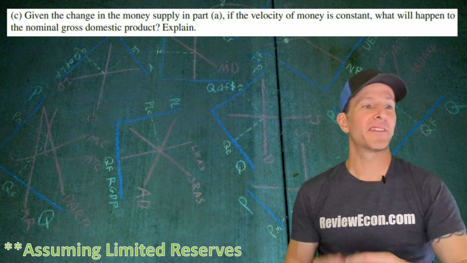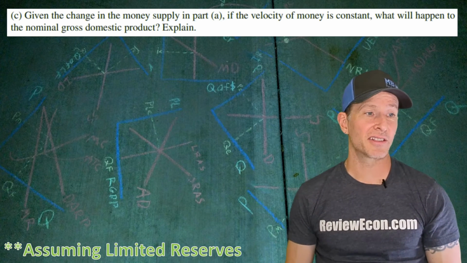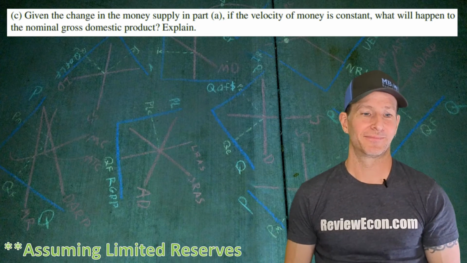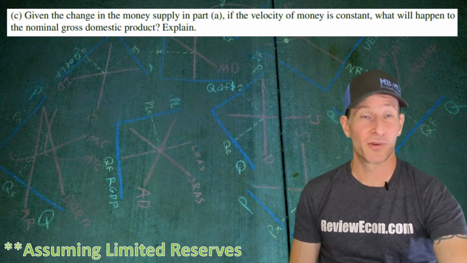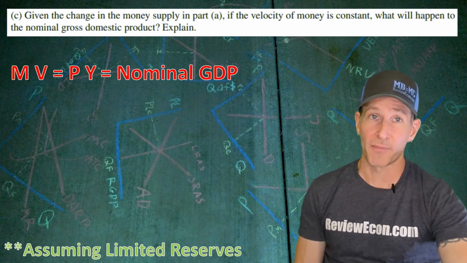For part C, given the money supply change that we just identified, if the velocity of money is constant, what will happen to nominal gross domestic product? And we have to explain. In order to answer this question, we need to remember the monetary equation of exchange. Both sides of that equation equal nominal GDP.